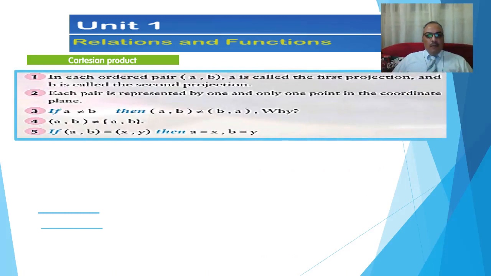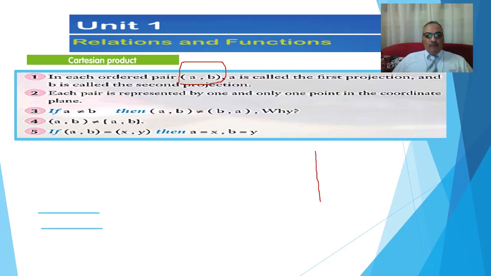Open two brackets like this. A is the first projection, B the second projection. So this form is what is an ordered pair. Either A and B is an ordered pair. Each pair is represented by one and only one point in the coordinate plane.